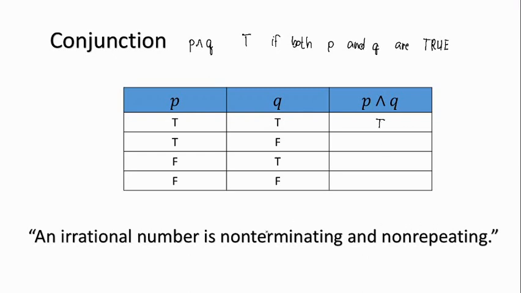If one of these properties is not present, it is false, meaning if it is repeating, even if it's non-terminating, it's still not an irrational number. Now, what if it is terminating and non-repeating, it's still not an irrational number. What if both are not present? All the more that we consider it a false statement. So again, for a conjunction, it is only true if both P and Q are true.